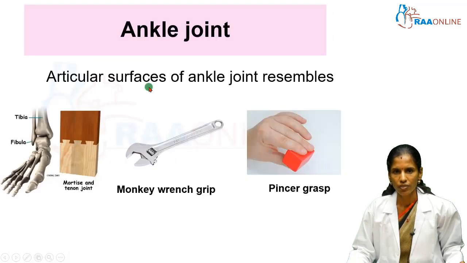So the articular surface of the ankle joint resembles a monkey wrench grip or pincer grasp, when you are holding an object by the index finger and thumb. The held object represents the talus, and the index and thumb represent the proximal articular surface formed by the tibia and fibula.